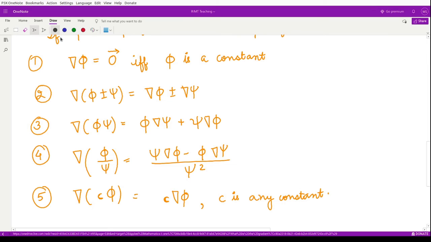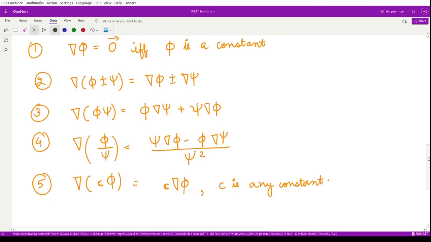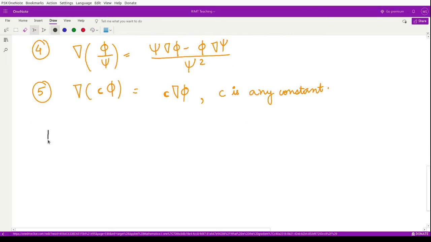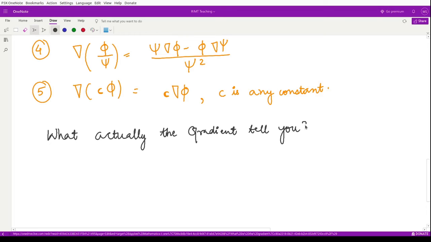Now next, let me define. Next, we have to understand the meaning of gradient. What does the gradient actually tell you, right? So what is the physical meaning? Before defining that, let me define something known as level curves.